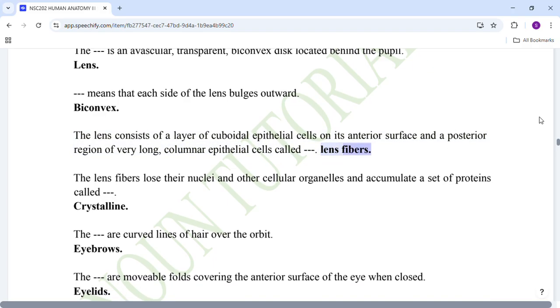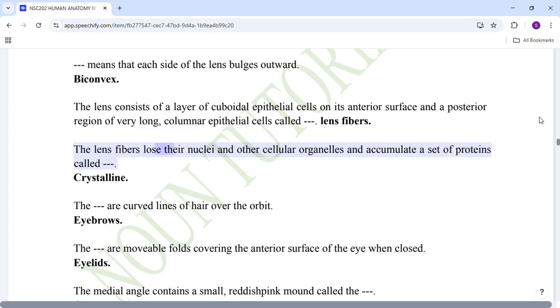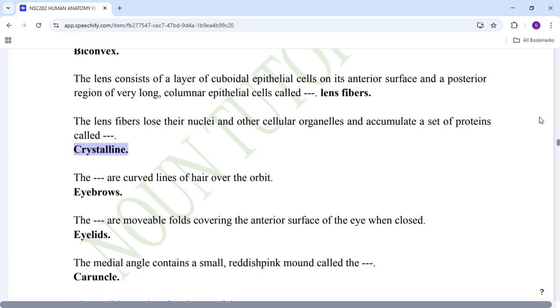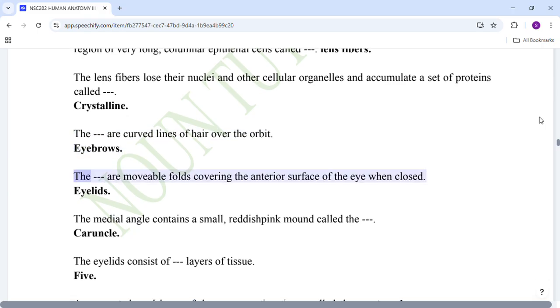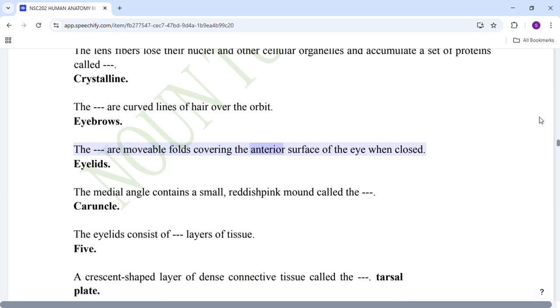The lens fibers lose their nuclei and other cellular organelles and accumulate a set of proteins called crystallins. The eyebrows are curved lines of hair over the orbit. The eyelids are movable folds covering the anterior surface of the eye when closed.